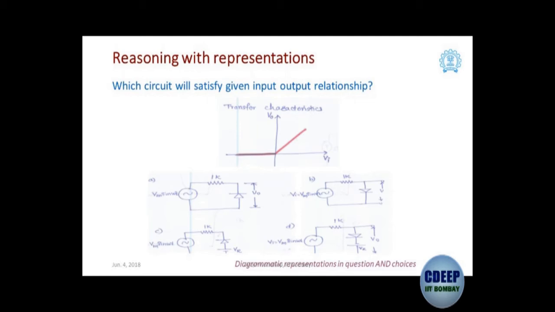So this is an example. You don't need to know the domain. But the question and the answer, both are in the form of diagrams. The question says, here is a graph. It doesn't matter what the graph is. The choices are, which of these 4 circuit diagrams can give this graph as an output? You want students to be able to answer questions like this.